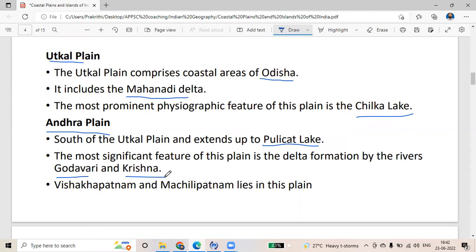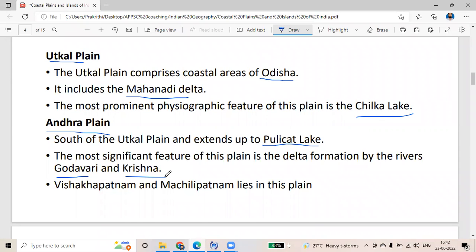Godavari, we know, is the longest river in South India. After that, we have the Krishna River, the second largest river in peninsular India. These two rivers contribute the Andhra plain. So extensive is the area and so fertile, and there is a lot of mineral deposition that we can also find in this Andhra plain region.